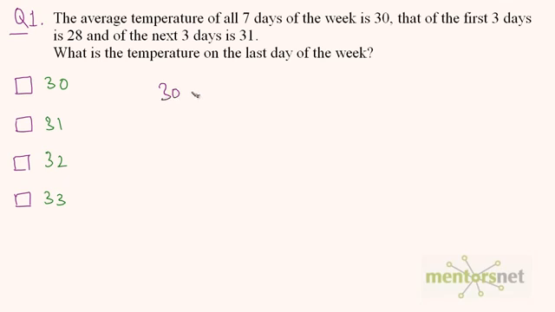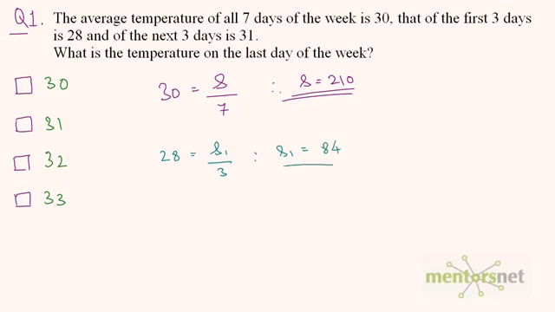So 30 is equal to the sum of the temperatures of all 7 days, let's term it as S, divided by 7. Therefore S is equal to 30 times 7, which is 210. Now the average of the first 3 days of the week is 28. So 28 is equal to the sum of temperatures of the first 3 days, let's term it as S1, divided by 3. Therefore S1 is equal to 28 times 3, which is 84.